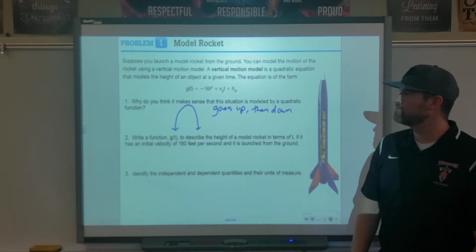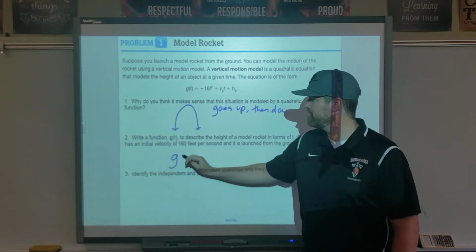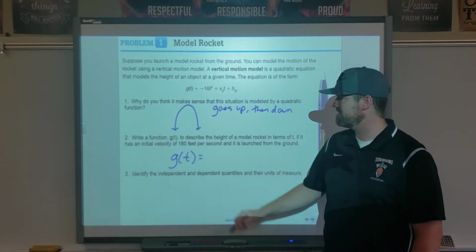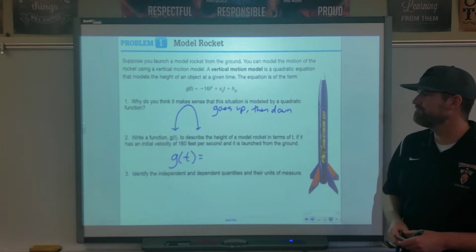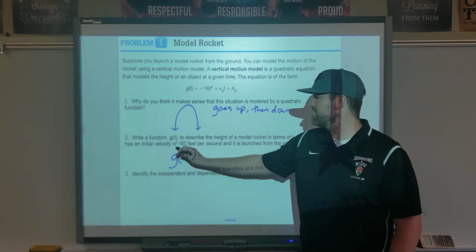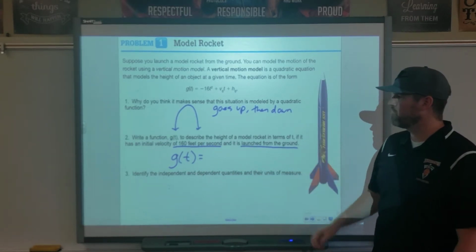So it's going to be vertical motion. Write a function. Now it says g of t. I don't know why they use g, but we'll go ahead and use g because they wanted to. To describe the height of a model rocket in terms of t, it has an initial velocity of 160 feet per second, and it is launched from the ground.